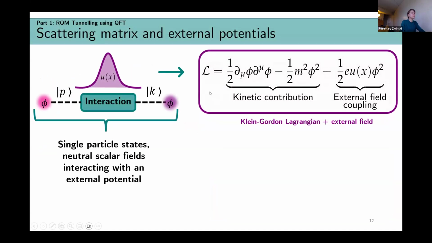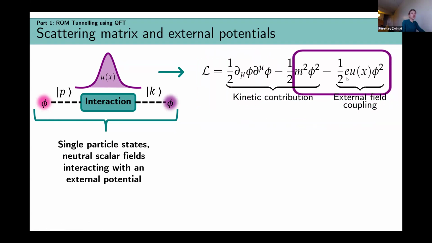Okay, so let's review the system that we're considering. So we're considering single particle states, neutral scalar fields, which interact with some external potential. And these states are described by asymptotically free incoming and outgoing states characterized by some momenta. So just to emphasize, they interact with the external field in the Klein-Gordon Lagrangian via this particular term. And like I said, this external field is localized and could be something like a Gaussian potential or a square barrier.